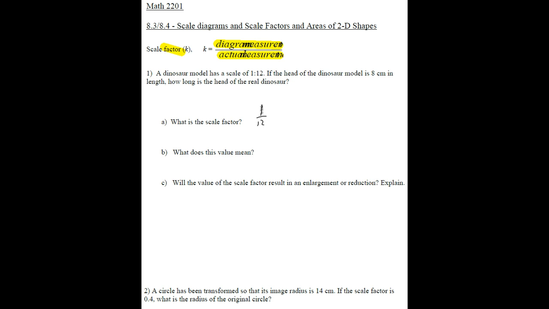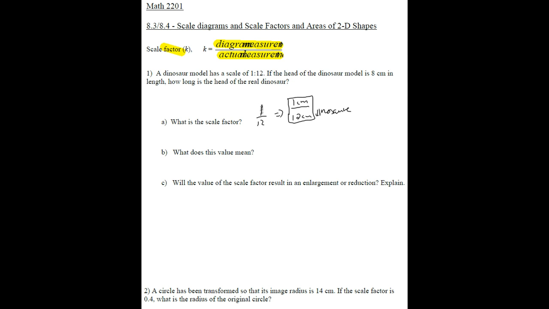1 over 12. And what that means in this case is that 1 centimeter on the diagram would represent 12 centimeters of the dinosaur. So it is actually a reduction in size in this case. And so that answers questions A and B.